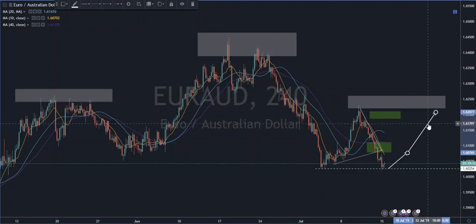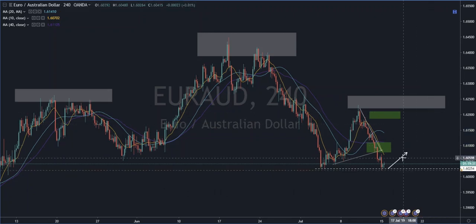We can't get involved because we've got our risk allocated, but that doesn't stop us monitoring the markets, because if we come out of a trade for break even or profit, we've then got the opportunity to take these positions if they come about. So that's Euro Aussie.